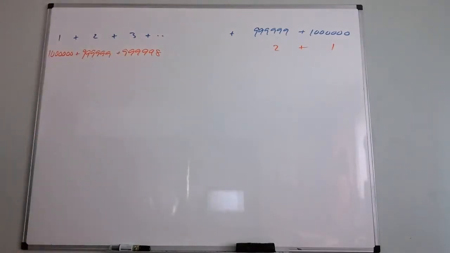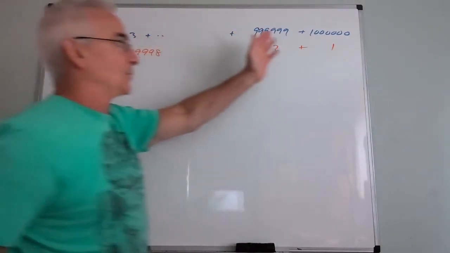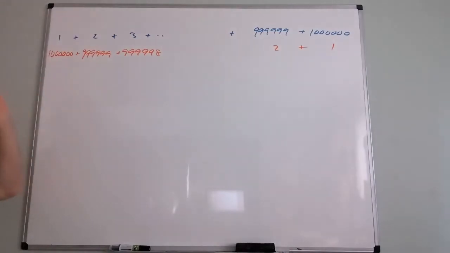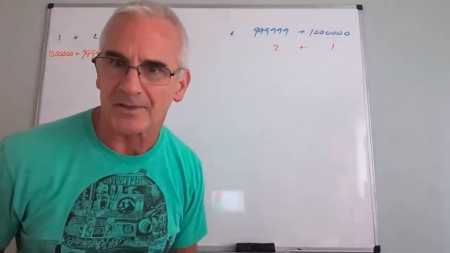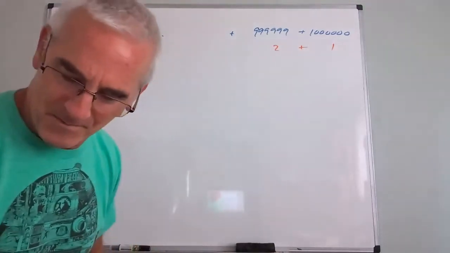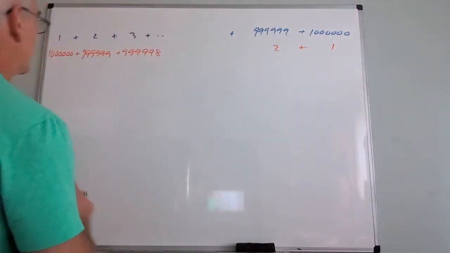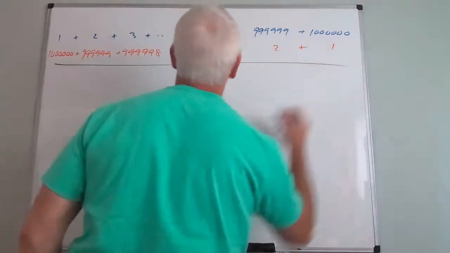Well, we all agree that if I add up 1, 2, 3, 4, 5 up to 1,000,000, and then I go 1,000,000 plus 999,999, you know, 321, it's the same set of numbers. I think that's pretty obvious. But also, what do you notice when you add these?